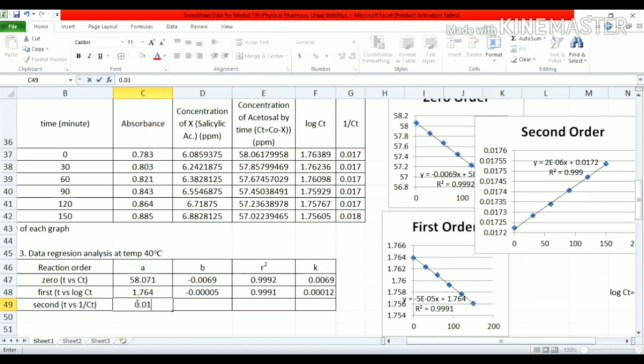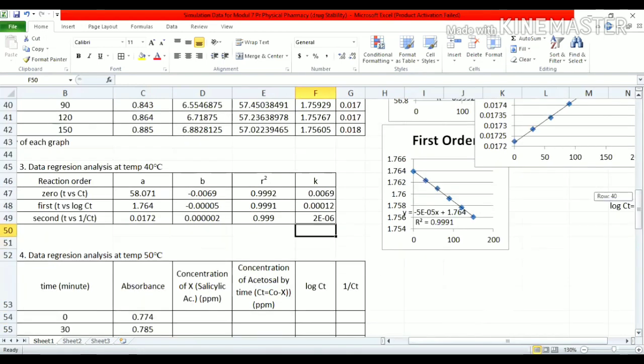analysis, we can decide that at the temperature of 40 degrees Celsius, the degradation of acetosol follows the zero order reaction. So I will mark it, and then we have to do the same calculation and the same analysis on the data of the experiment at 50 degrees Celsius and 60 degrees Celsius.